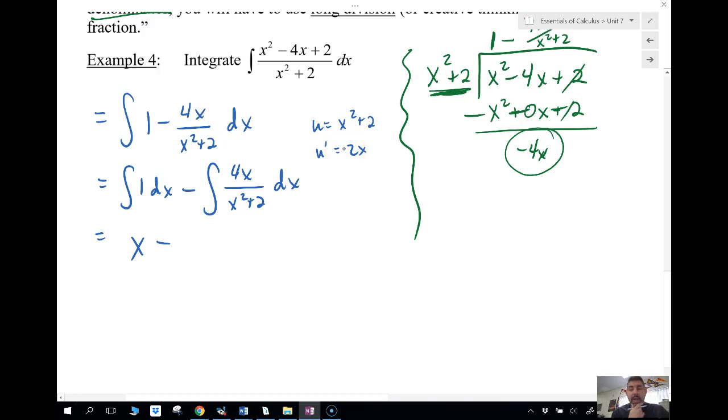Well, is that what I have on top? It's close. I have a 4x. I really want a 2x. So if I have a 4x and I really want a 2x, I'm going to take one of those 2's out and leave a 2x there. Now, it's a reverse chain rule. This being my hook, I'm going to have 2 ln of x squared plus 2 plus c.